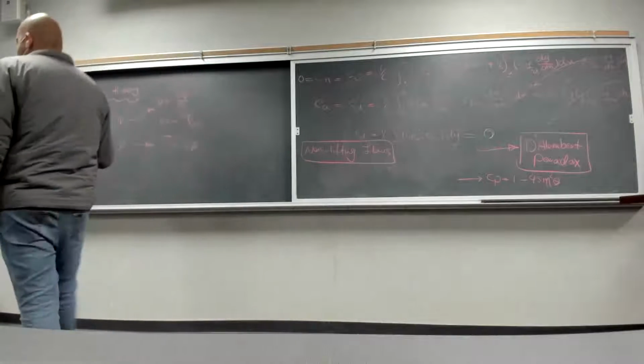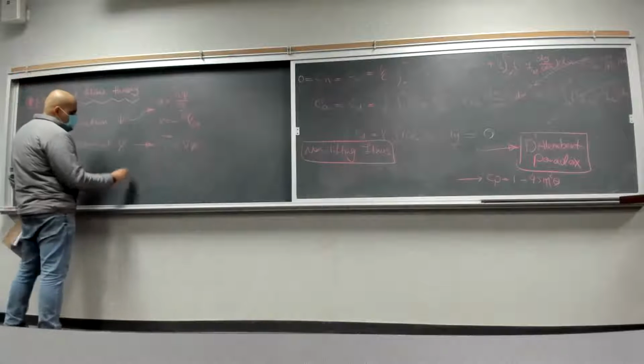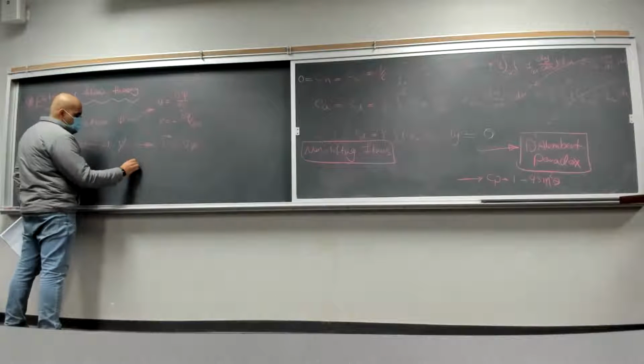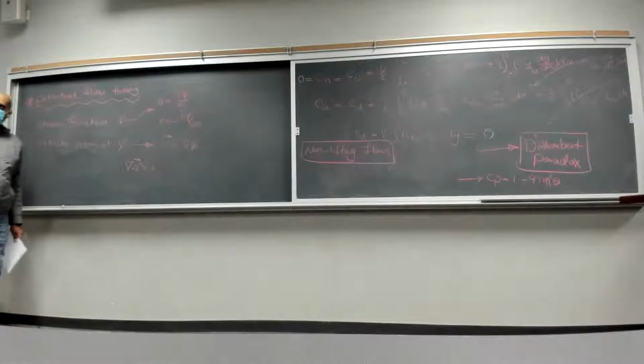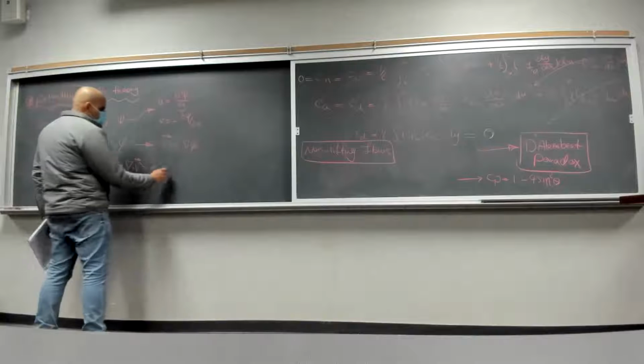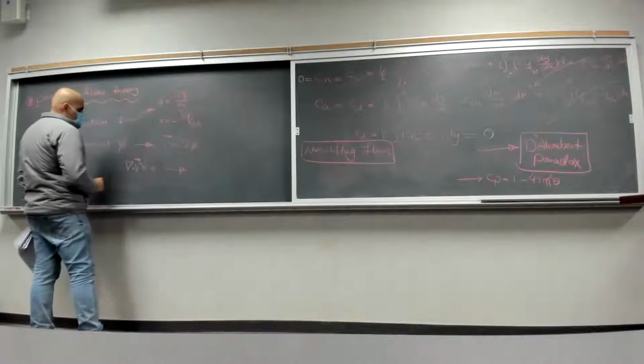We are dealing with inviscid incompressible flows. So if you recall, the continuity equation was this: the divergence of velocity is 0. Okay. So let's do velocity potential.